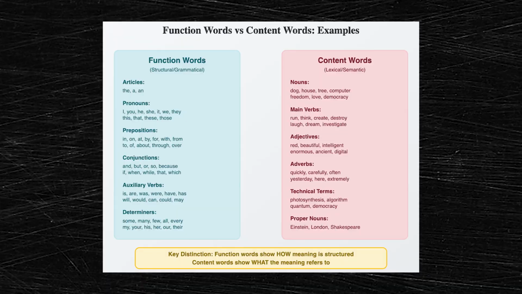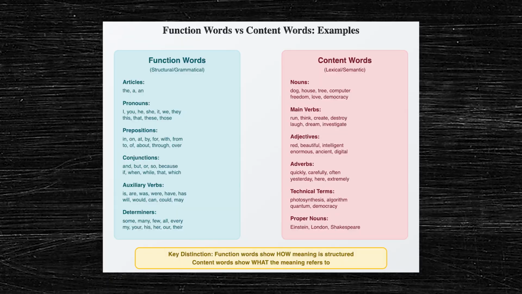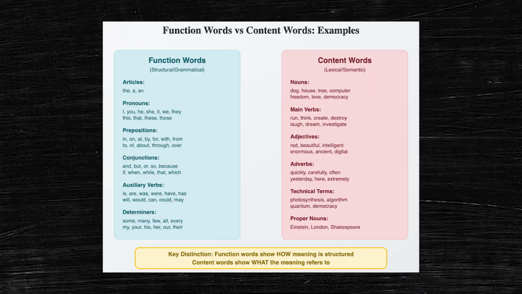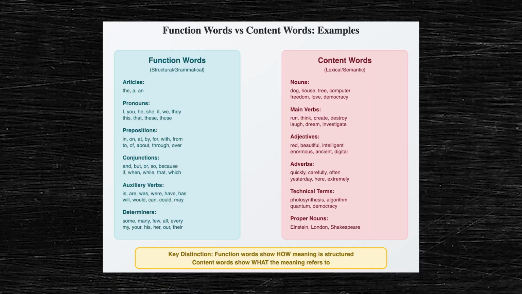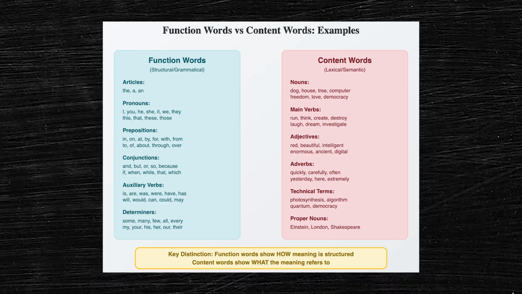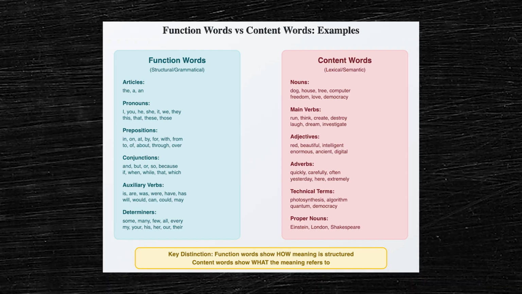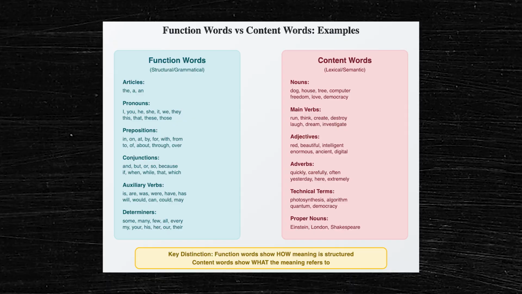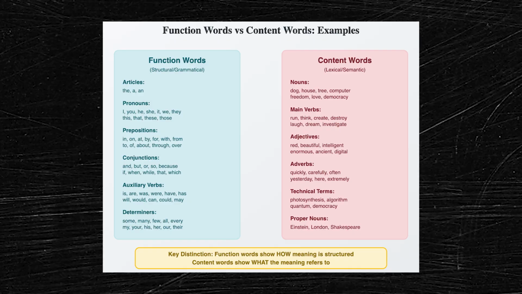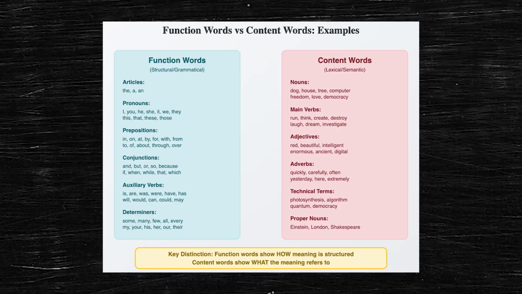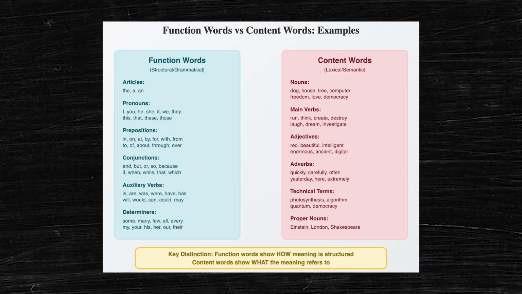Content words, or lexical words, carry the main meaning of a sentence. They typically include nouns, main verbs, adjectives, adverbs, and such. While function words, otherwise known as structure words or grammatical words, serve a grammatical or structural purpose, not a lexical meaning. They typically include articles, pronouns, prepositions, conjunctions, auxiliary verbs, determiners, and such.